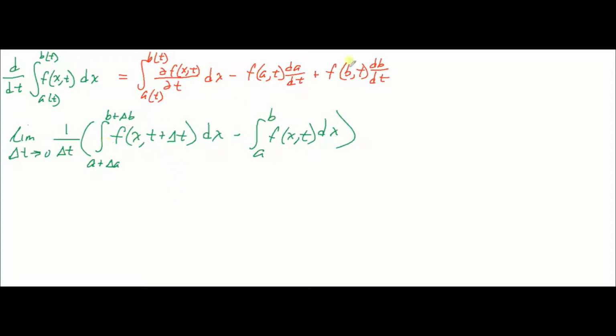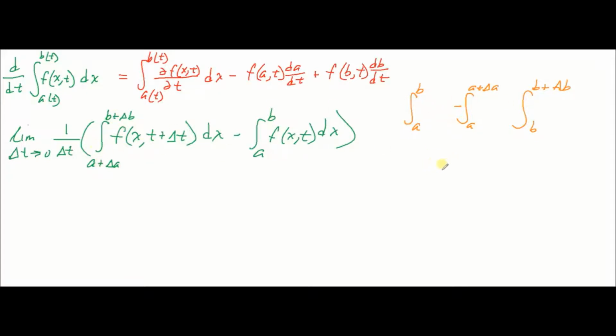Now what we're going to do is take this integral and split it into 3 using the bounds of integration. We're going to have one going from a to b, one going from a to a plus delta a, and one going from b to b plus delta b. And this one will be subtracted. And if you think about it, if you have 3 integrals of this function with these bounds of integration, they're going to be equal to these.